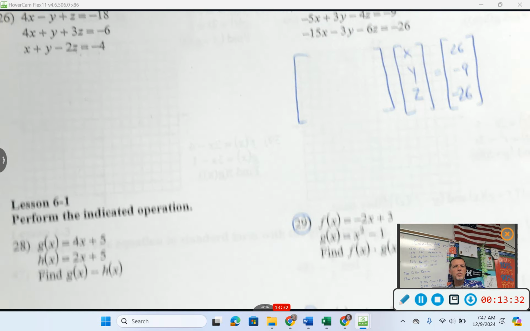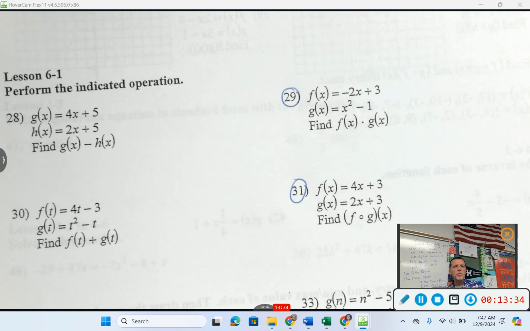All right, the next set, indicated operations. So operations on functions. So add, subtract, multiply, divide, but this time with functions. I don't think this stuff is hard.